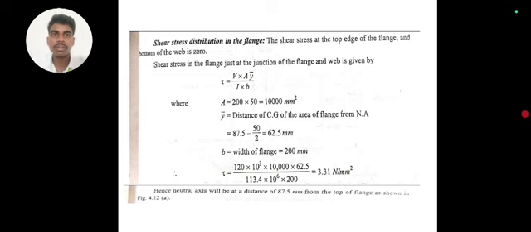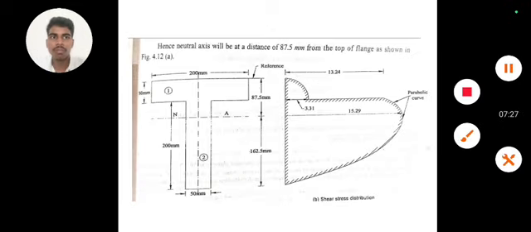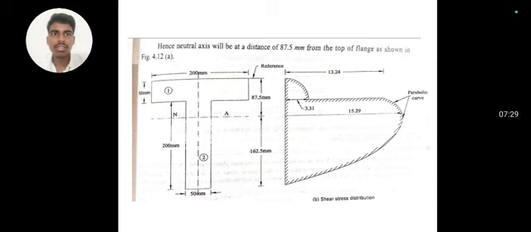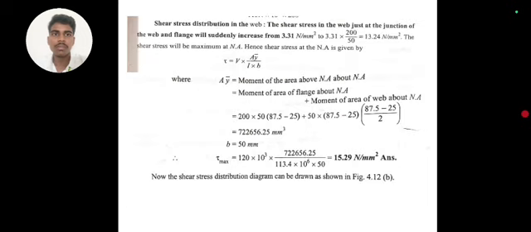Next figure. Hence, the neutral axis will be at a distance of 87.5 mm from the top of the flange as shown in the figure. This is for the upper flange and web. This diagram explains it.